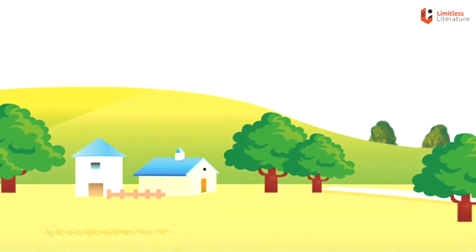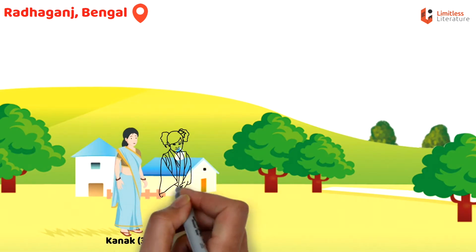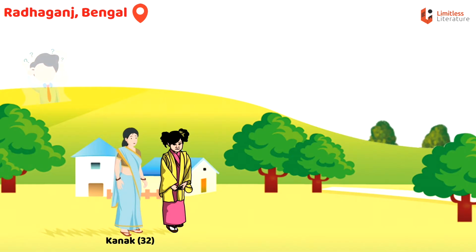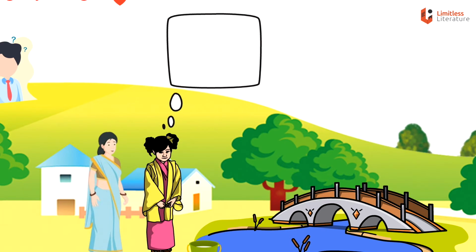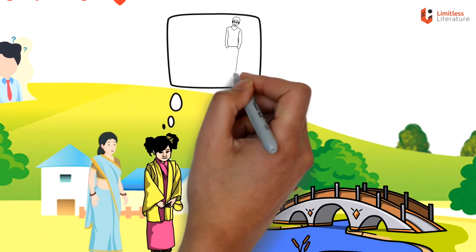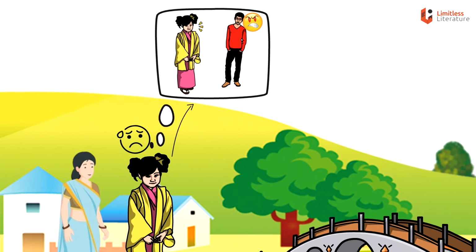So the story starts in a village called Radhaganj in Bengal, India. We have a 32-year-old woman named Kanak and an 18-year-old girl whose name we don't know yet. They were both talking to each other on their way to fetch water from the river. This 18-year-old girl's husband was an angry man, always showing his anger on her. So this girl was also anxious that her husband would get angry again when he came to know that she had gone to the river without telling him.